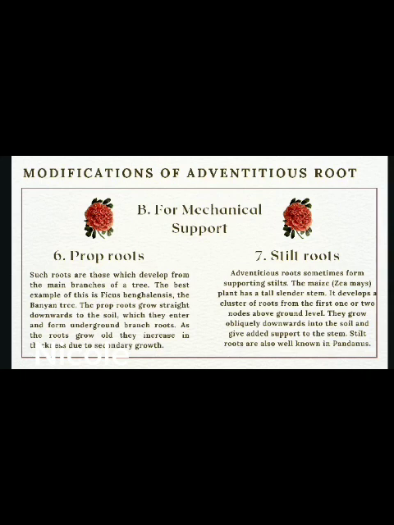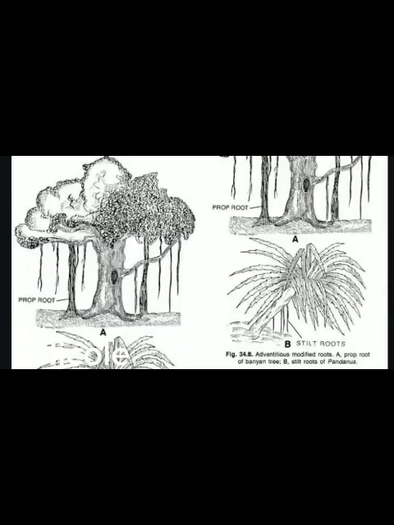Number 7, stilt roots. Adventitious roots sometimes form supporting stilts. The maize or Zea mays plant has a tall, slender stem. It develops a cluster of roots from the first one or two nodes above ground level. They grow obliquely downwards into the soil and give added support to the stem. Stilt roots are also well known in pandanus. Here are the examples.